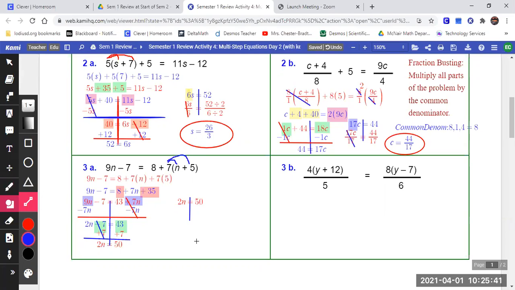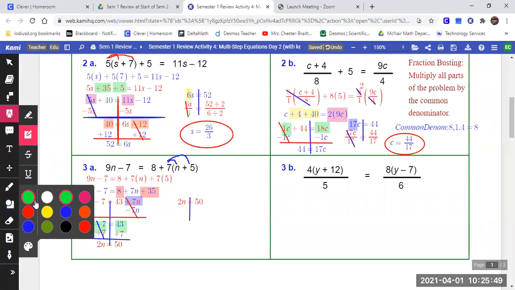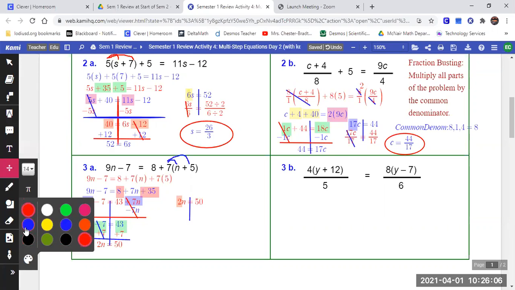Okay, I need to move the stuff away from the letters. So what am I going to be moving? Yep, my 2 has to move away from my letter. Now, what am I going to do to move it away from my letter? Divide 2 on both sides, exactly.